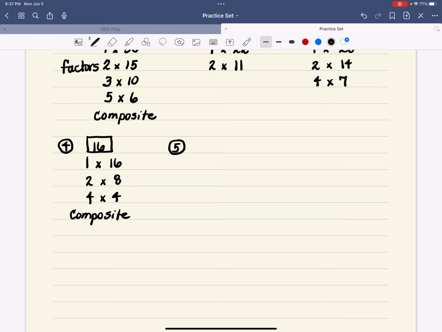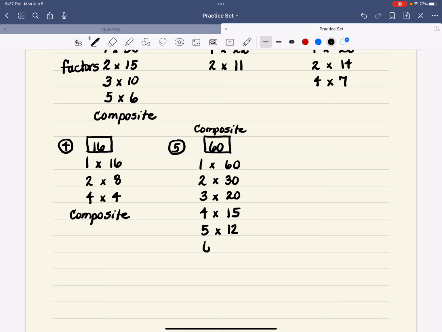Number 5, 60. We used this one in class as an example. I know it is not prime. It has a lot of factors. So we have 1 times 60, 2 times 30, 3 times 20, 4 times 15, 5 times 12, and 6 times 10. Lots of factors.